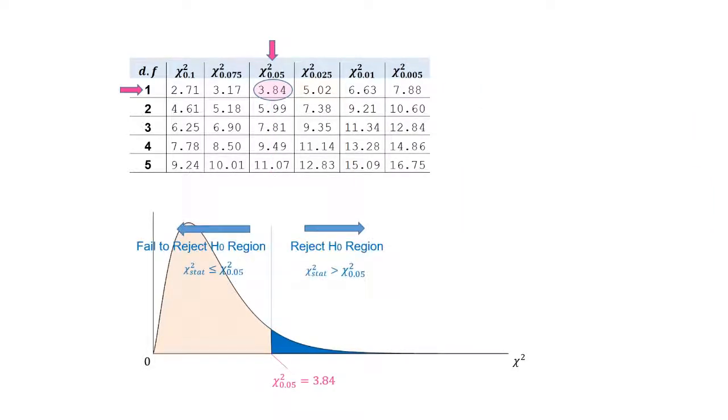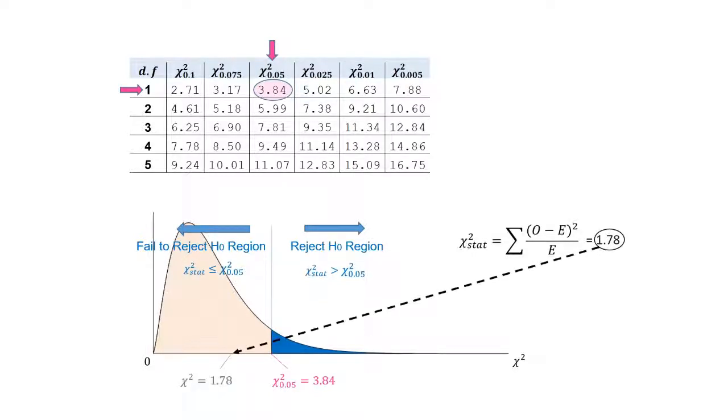In our case, we calculated the chi-squared statistic to be 1.78. This is on the left-hand side of the critical value. It's in the acceptance region. Hence, we accept the null hypothesis and conclude that there is no relationship between smoking and non-smoking and the second variable, the sex or gender of the individual.